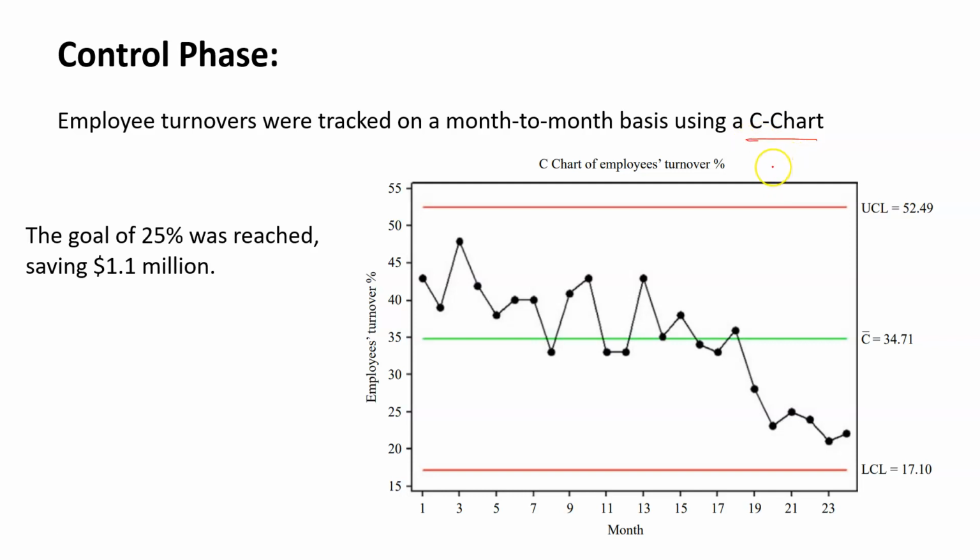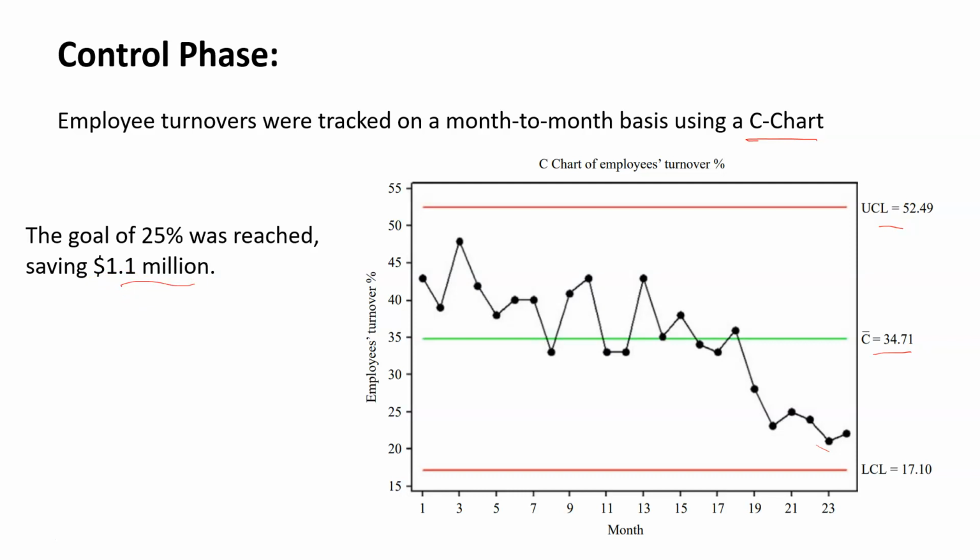So if you want to read up more on the C chart, I want you to understand what the C chart does, what type of data it's appropriate with, and what kind of information you would expect from it. And I also want you to consider what would be a better way, or is this the best way of looking at the data? But when they used this C chart, looking at non-conformances, what they saw over the next 2 years during their control phase, they saw that they actually did reach their goals of 25%, and they saved $1.1 million.